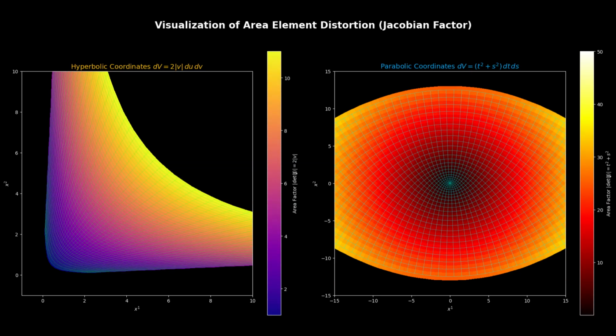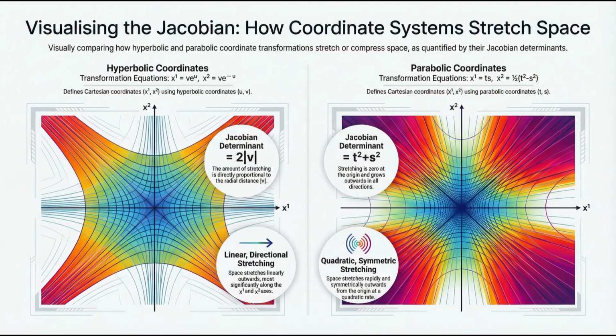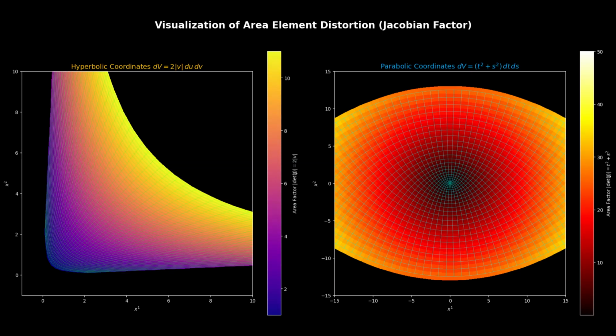So when you put these two right next to each other, that simple linear stretch versus the explosive quadratic growth, you can instantly see just how fundamentally different these two systems really are at warping space.